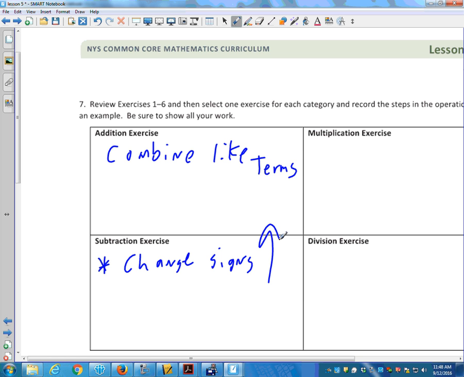Now, you might not just want to throw that arrow up there. That might not make sense to you as you look at your notes. I'm just saying, once you change the signs, then you treat it like it's an addition problem.